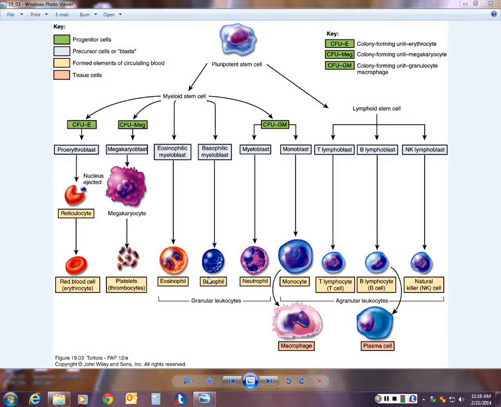Alright, we want to speak for a few minutes about a process called hematopoiesis. Hematopoiesis is a process, or at least a general process, by which all of the formed elements, all of the cells and cell fragments of blood, will be formed.